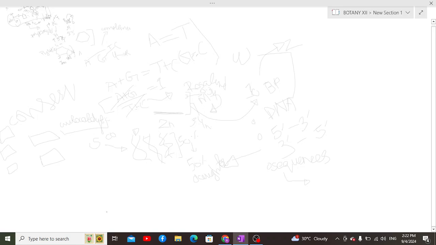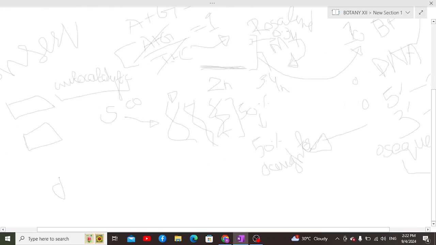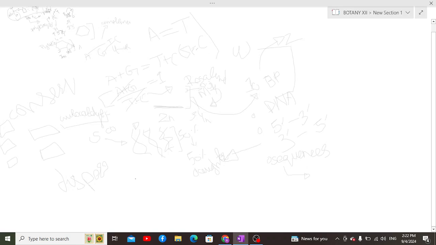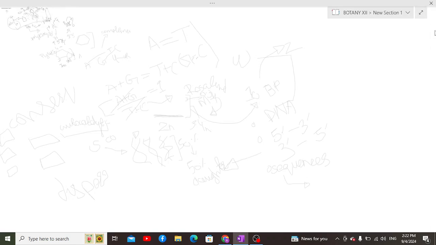On the other side, the dispersive model said that the DNA molecules, the DNA strands, are dispersed. They spread out and combine with each other randomly to form a new strand of old and new DNA nucleotides. This model was also not proved because there was no evidence for it. So the model which actually fitted was the semi-conservative model.